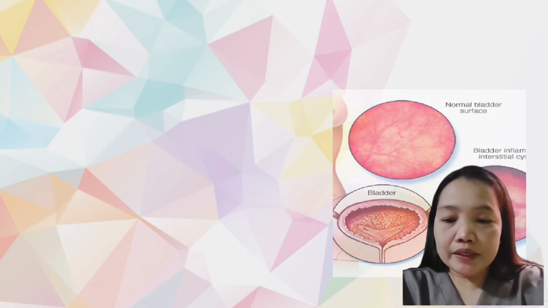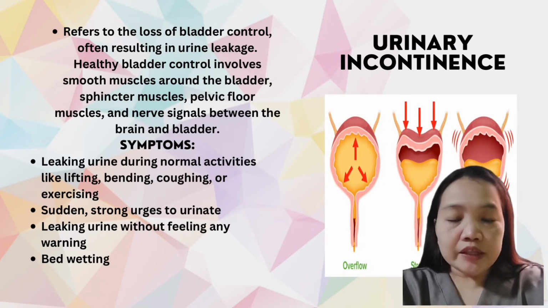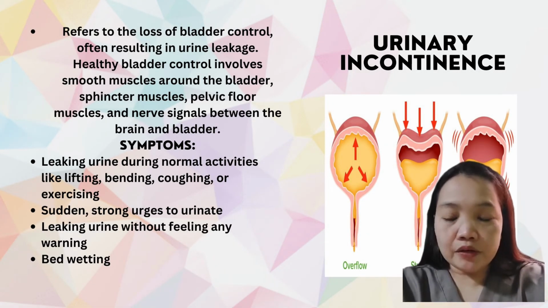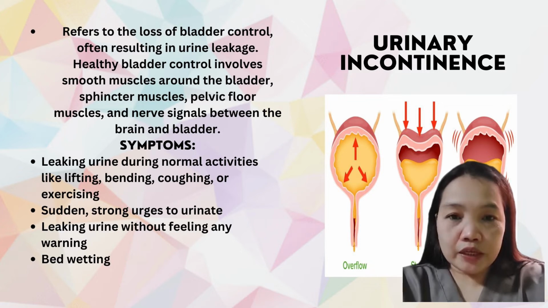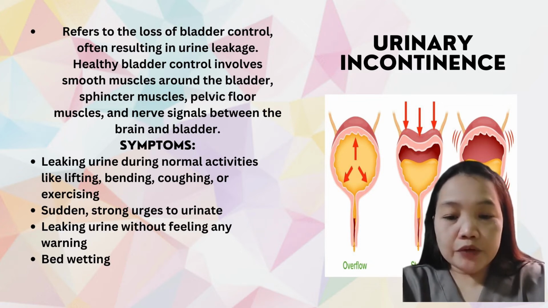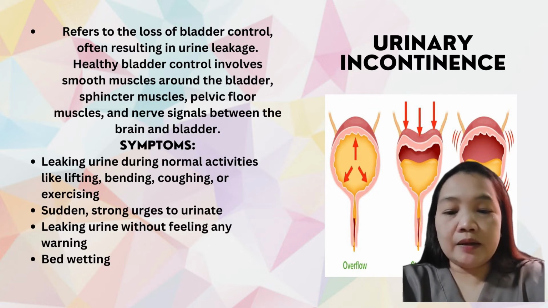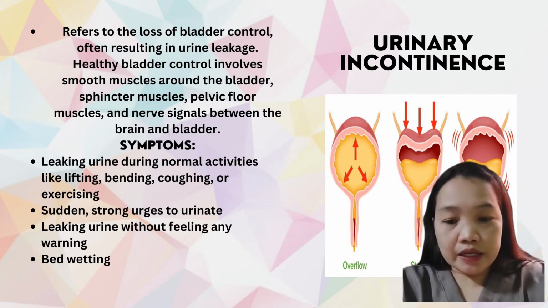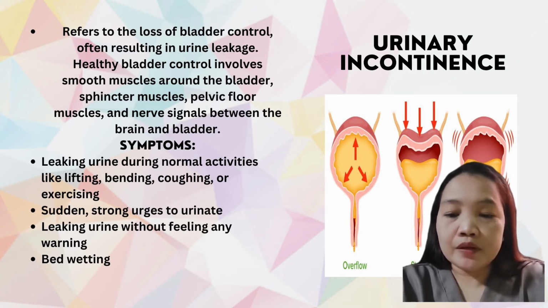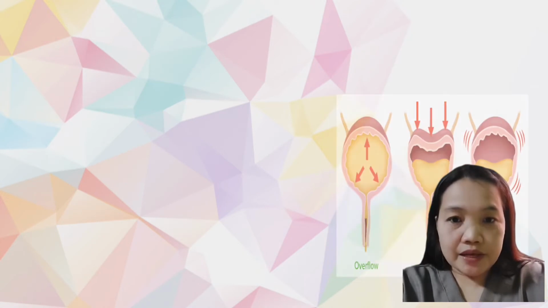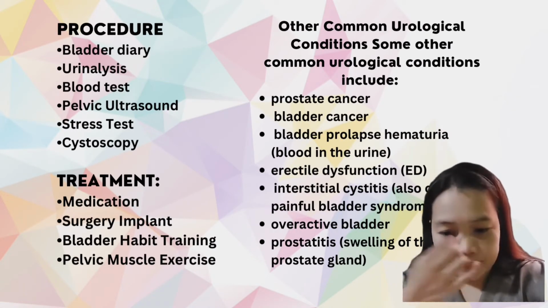The other one is urinary incontinence. It refers to the loss of bladder control, often resulting in urine leakage. The symptoms are leaking urine during normal activities like lifting, bending, coughing, exercising. Another symptom is leaking urine without feeling any warning, and bedwetting. The treatment is usually pelvic muscle exercise or Kegel exercises.